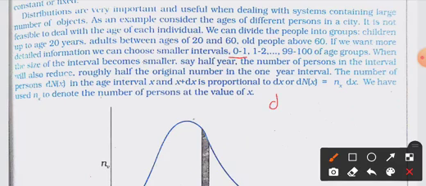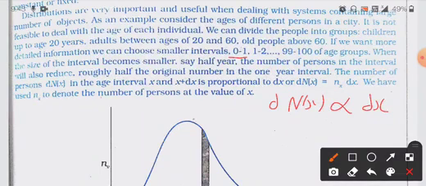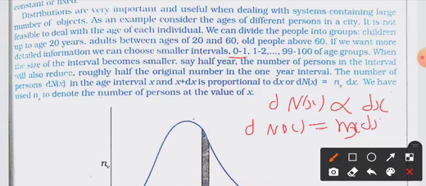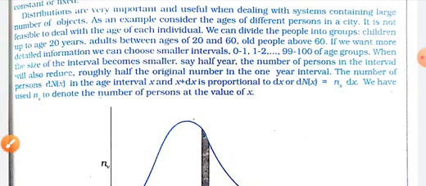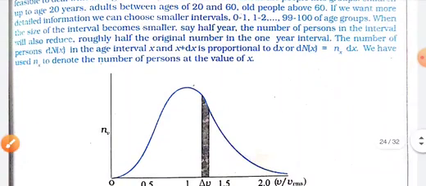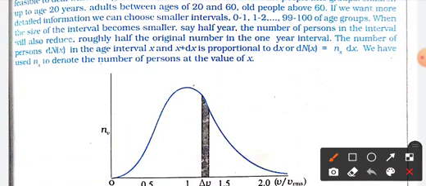So if this is dnx, the number of persons in the x interval, that will be proportional to dx, the interval between the two ages. If we remove the proportionality sign, dnx will be equal to nx dx. Nx is the constant. We have used nx to denote the number of persons at the value x.